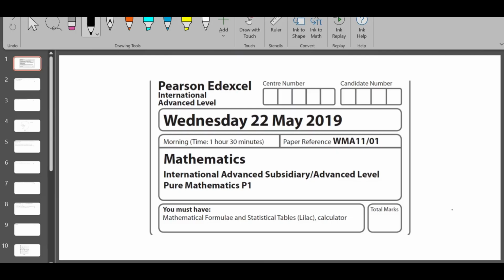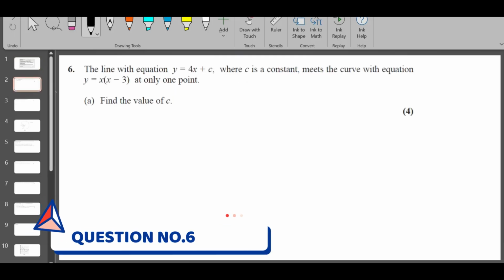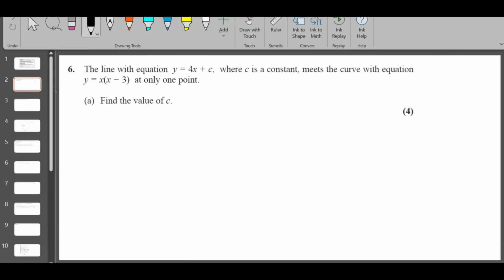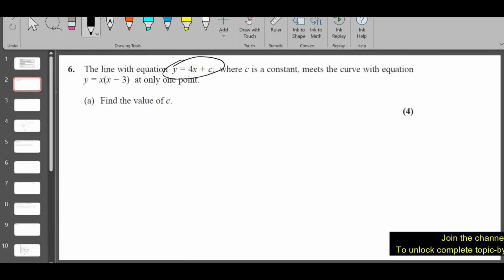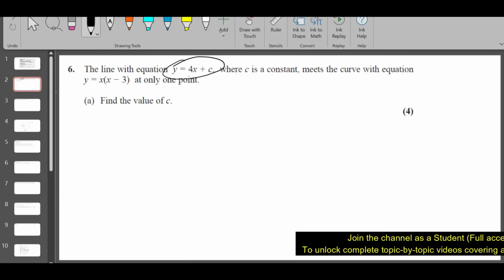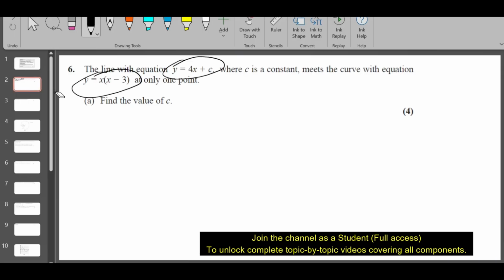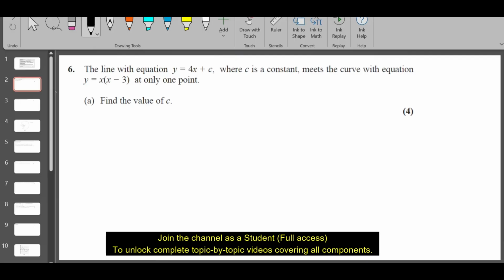In the previous video we looked at question number 1 to 5. So let's jump into question number 6 now. The line with the equation y is equal to 4x plus c, where c is a constant, meets the curve with this equation at only one point. Find the value of c.